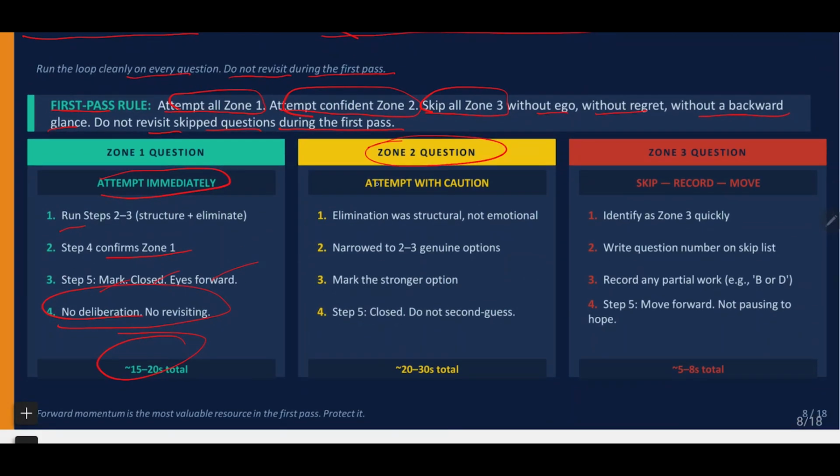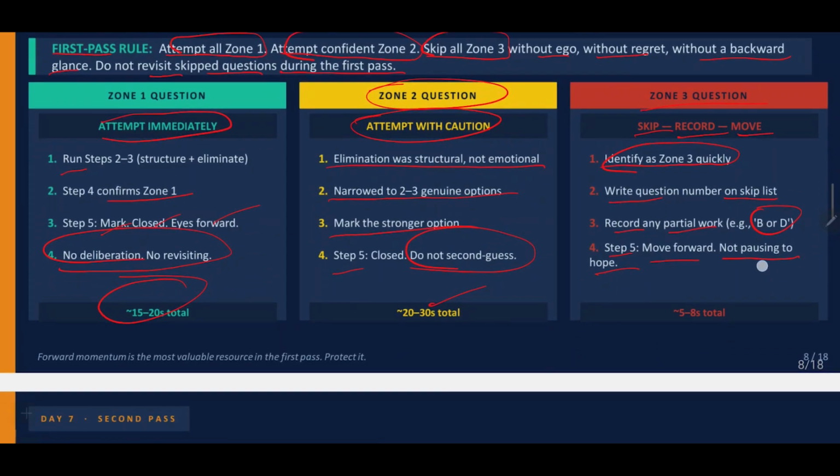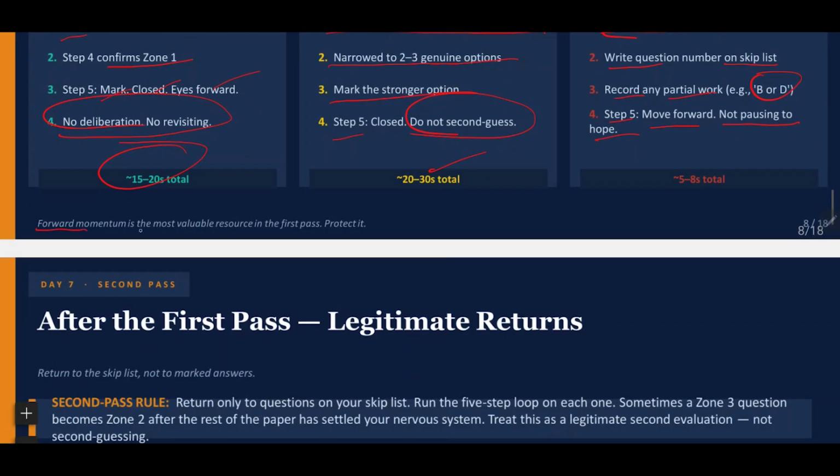Zone 2, attempt with caution. Elimination must be structural, not emotional. Narrow to 2 to 3 genuine options. Mark the stronger option. Step 5, close. Don't second guess. Clear? Zone 3, skip, record, move. Identify it as zone 3 quickly. Write the question number on the skip list. Record any partial work, for example B or D. Step 5, move forward, not pausing to hope. 5 to 6 seconds. So forward momentum is the most valuable resource in the first pass. I hope you are getting my point clearly.